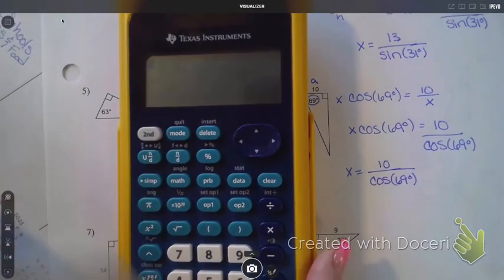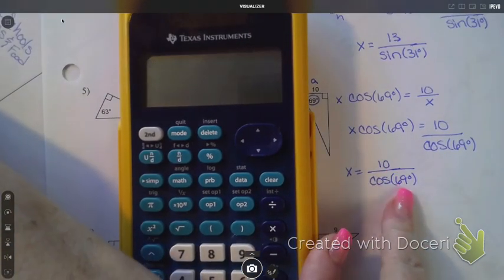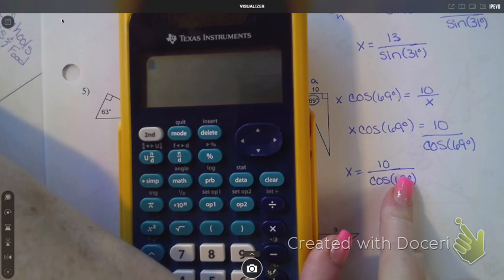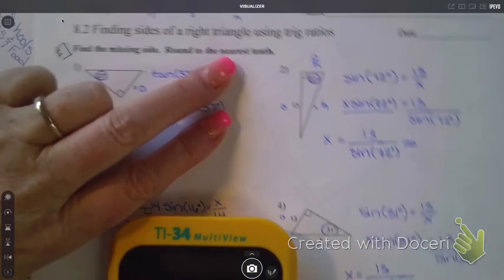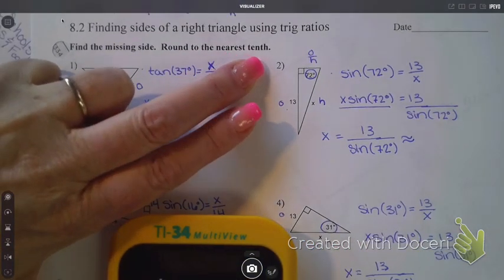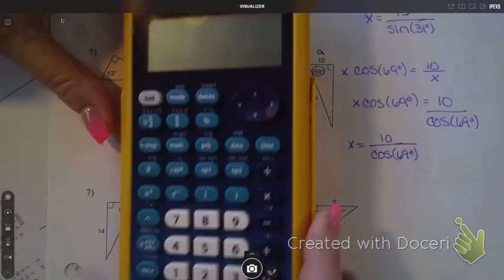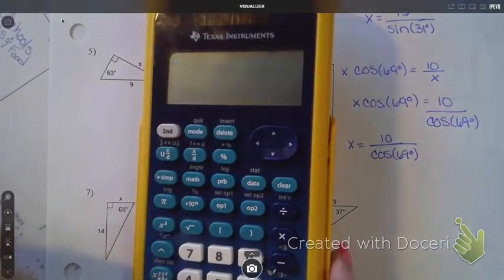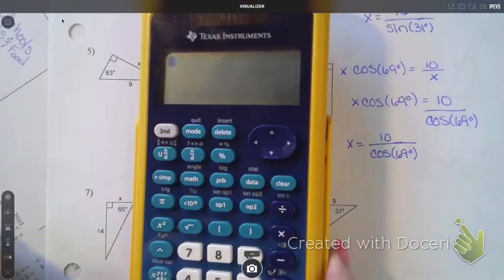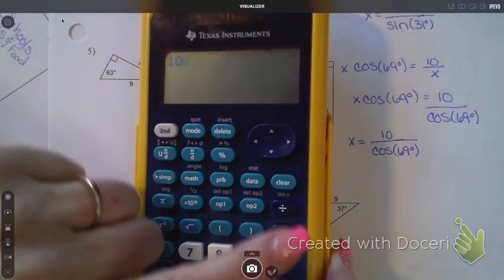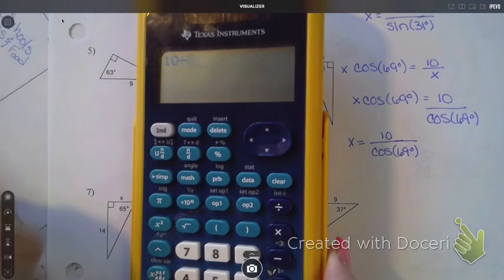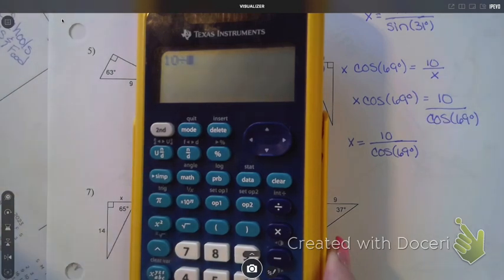Okay, so this is 10 divided by cosine of 69 degrees, yes? Yes. And it says to the nearest tenth, so I need to look at the hundredths to get to the tenth, right? Yeah. So this is how I want you to do it. You just put it in exactly how it says. So 10 divided by cosine. Now, your calculators have a sine, cosine, and tangent.